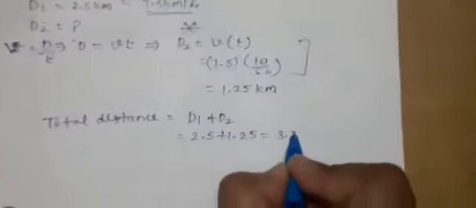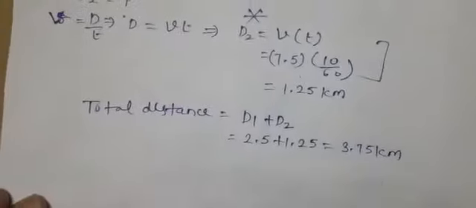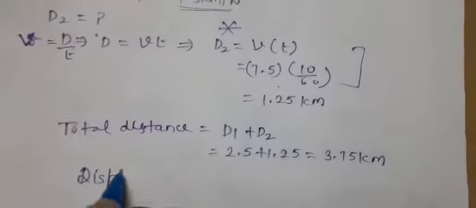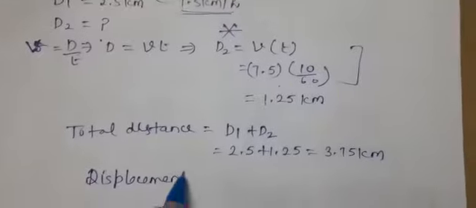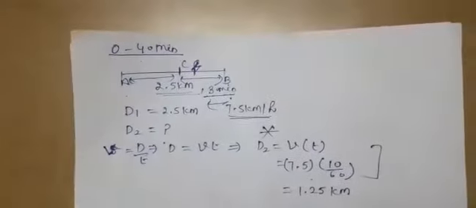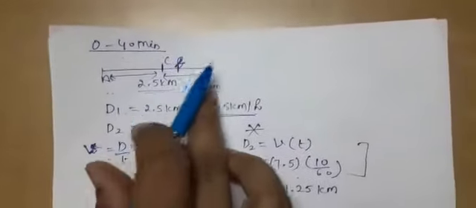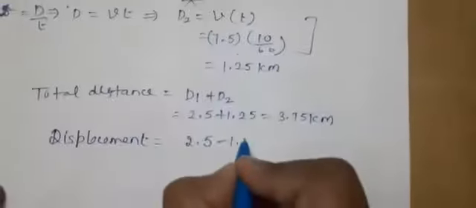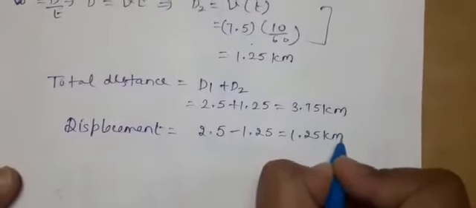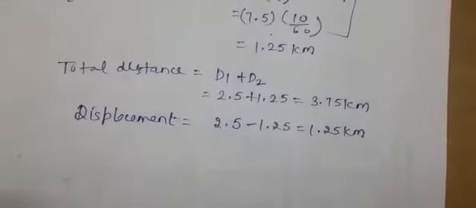So it is 3.75 kilometer. Right? Now what will be the displacement? Now coming to the figure again, here from A to C, what is the shortest distance? A to C, this will be 2.5 minus 1.25. So displacement will be 2.5 minus 1.25. This will come out to be 1.25 kilometer.